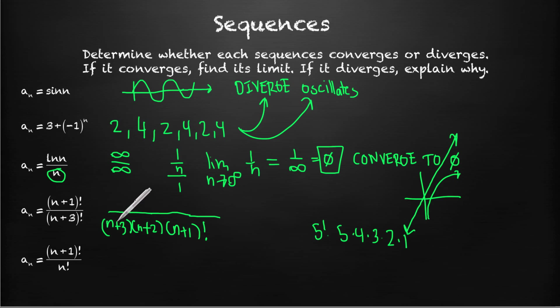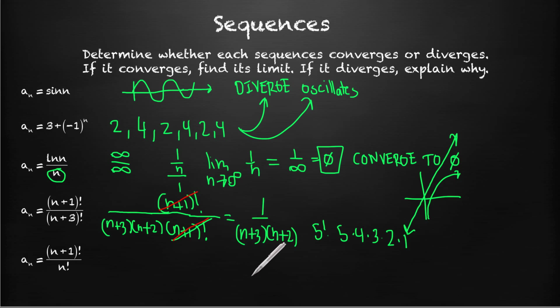N plus 3 factorial is going to be n plus 3 times the number that came before it, n plus 2, times the number that came before it, n plus 1, times the number that came before that, on and on and on, all the way down to 0. Well, the top is going to be n plus 1 factorial. We're going to leave that alone. And we can see that there's an n plus 1 factorial on the bottom, and there is an n plus 1 factorial on the top. So these two are going to cancel, and they are going to leave us with 1 over n plus 3 times n plus 2.